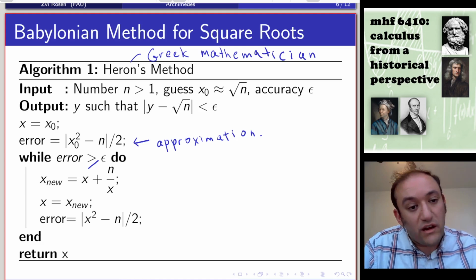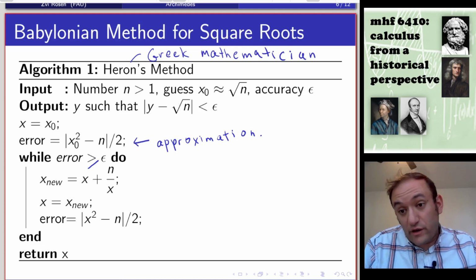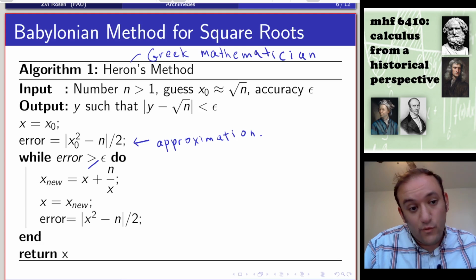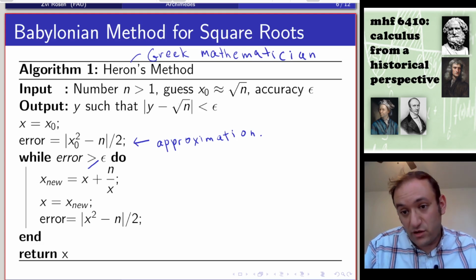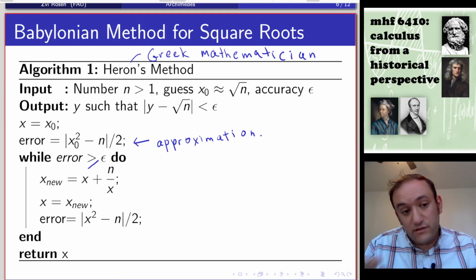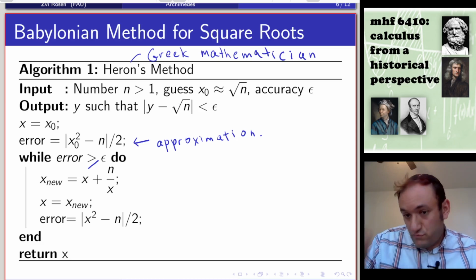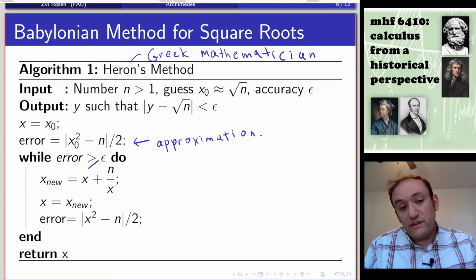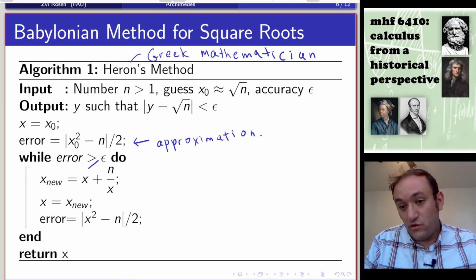So while our error is greater than or equal to epsilon, we are going to iterate, and our new guess will be the current guess plus n divided by the current guess. Then you replace your guess with your new guess, and you recompute the error. If your error is still too big, then you do this again. And when your error is small enough, below the accuracy that you require, you return your guess.